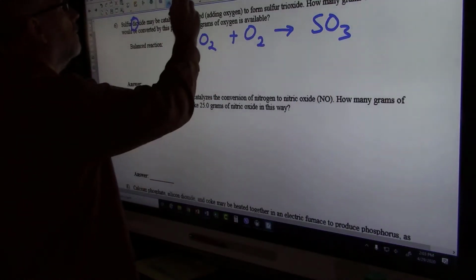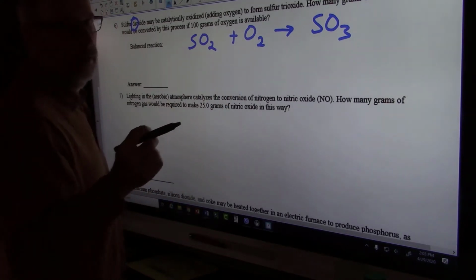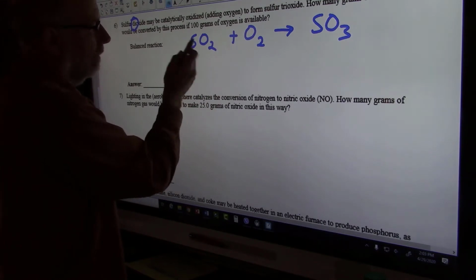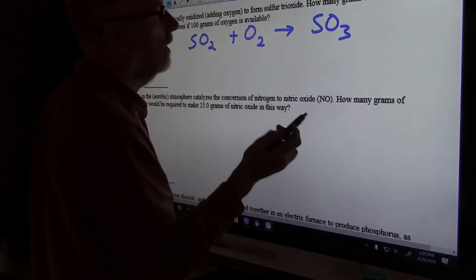We need to balance this thing first. One sulfur, two oxygens plus 2. Now, it's an even-odd situation, isn't it? So I know that I'm always going to have even numbers of O's on this side, because they come in sets of 2. Sets of 2 here, sets of 2 there. So I know I've got to do something over here to give me an even number of O's.